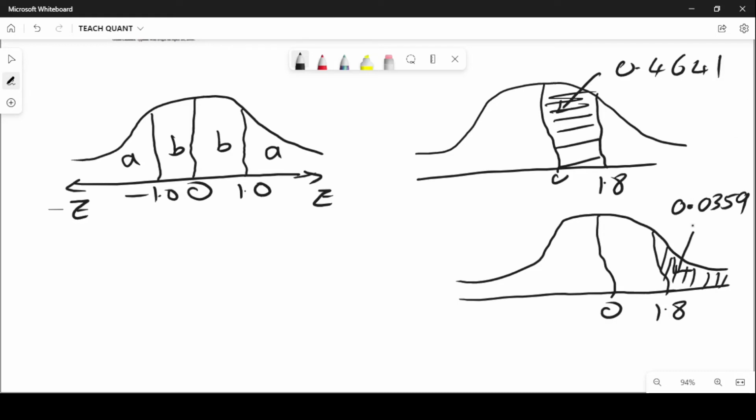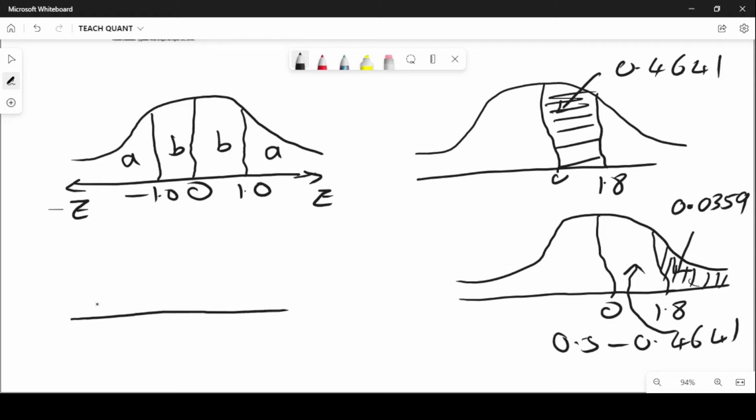I'll take 0.5 minus 0.4641. Remember, 4641 is here. And so all that side will be 0.5.